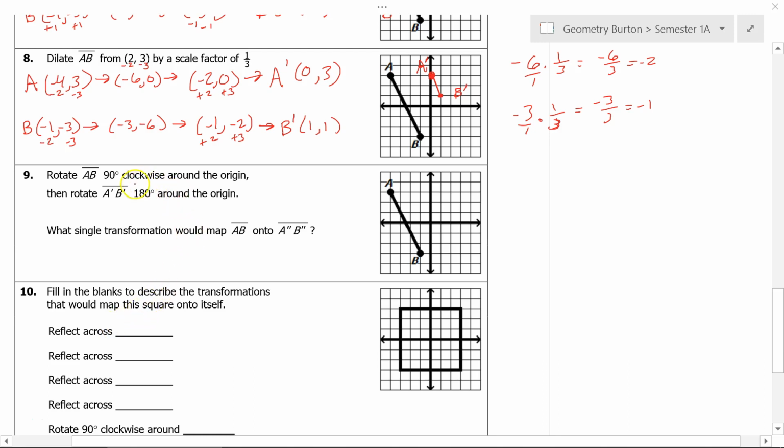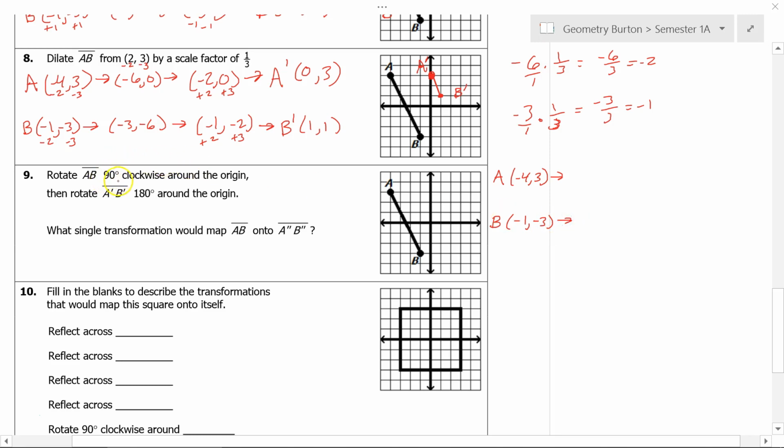For this next one, we are supposed to do 2 transformations in a row. So I'm just literally going to do 2 transformations in a row. Maybe I can just do it right here. I'm afraid there's not enough space. So point A is still the point -4, 3, and point B is still -1, -3.